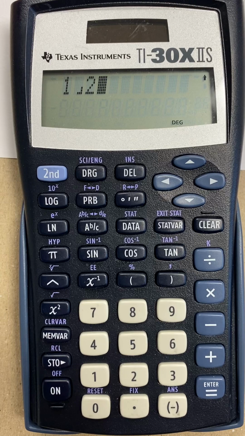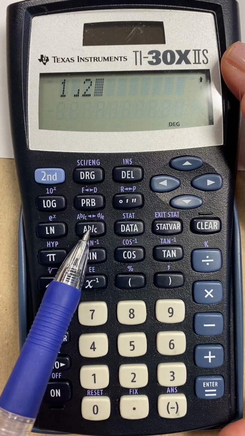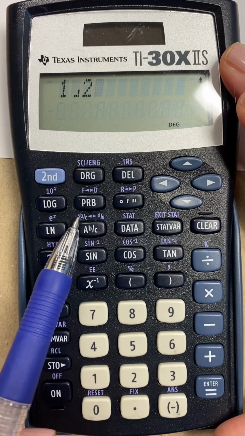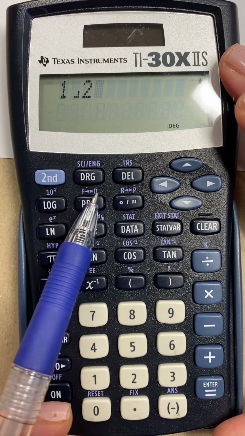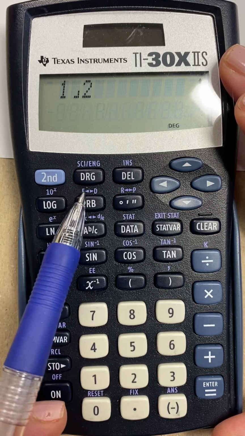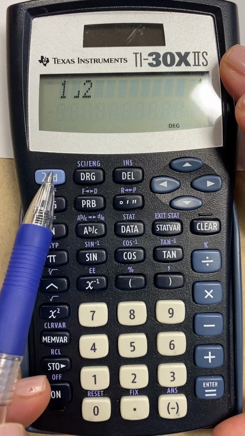Now we want to convert that fraction to a decimal. So it's not actually the ABC button. That converts mixed to improper and improper to mixed. If you want to go back and forth fraction to decimal, you have to go above this PRB key, F to D, that means fraction to decimal. It sits above, so we need the second command.